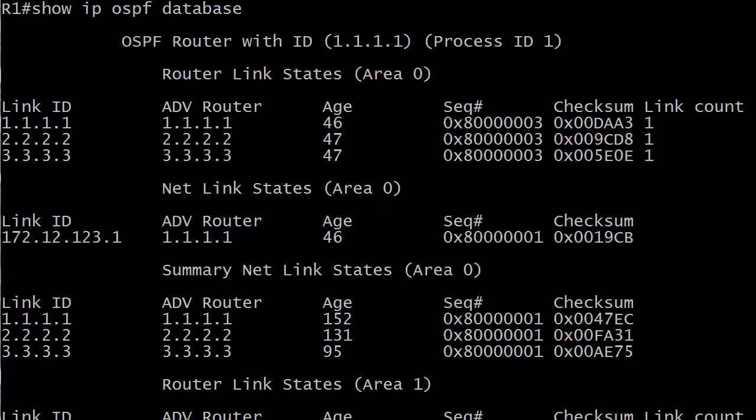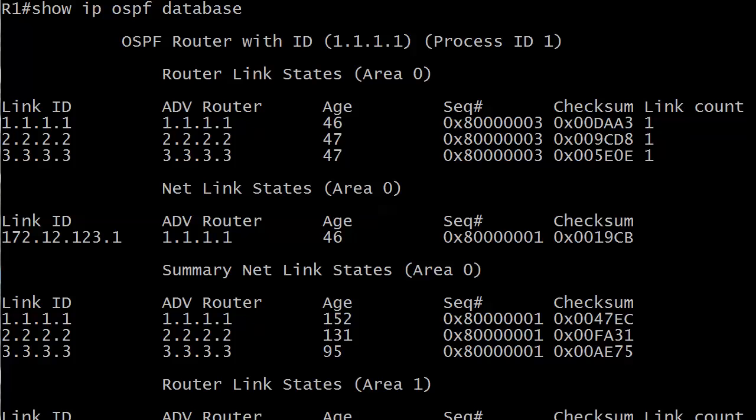And notice again the link ID and the advertising router value, that's the OSPF RID. These contain just general information about the router, including the IP address and mask. They also contain, of course, the router's own OSPF RID, and we have our 3 entries there as we'd expect.